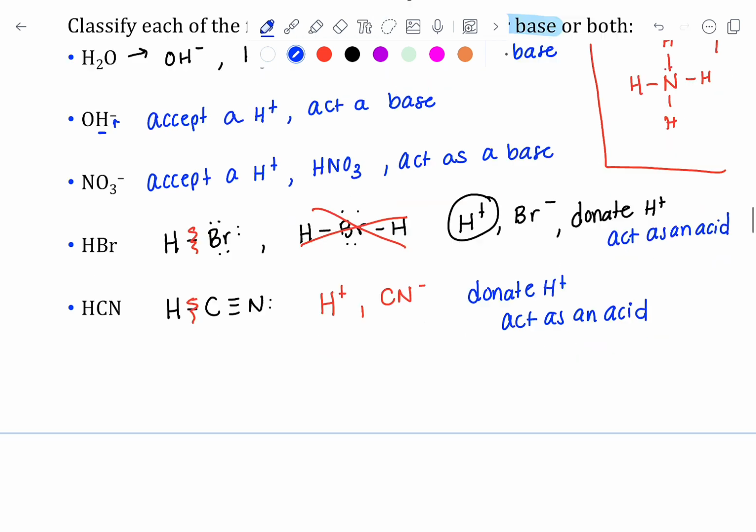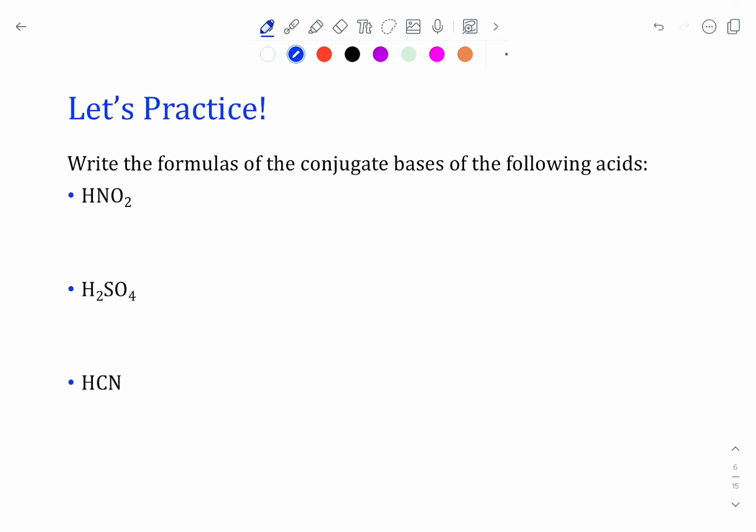For our next practice problem, we want to write the formulas of the conjugate bases for the following acids. So I have 3 acids here, and what we want to do is use those to create their conjugate base. Remembering that a conjugate base is going to have one less hydrogen than the acid, because the acid is going to donate that hydrogen to whatever is acting as the base in the reactants, and therefore the conjugate base is going to have one less hydrogen than the acid originally had.